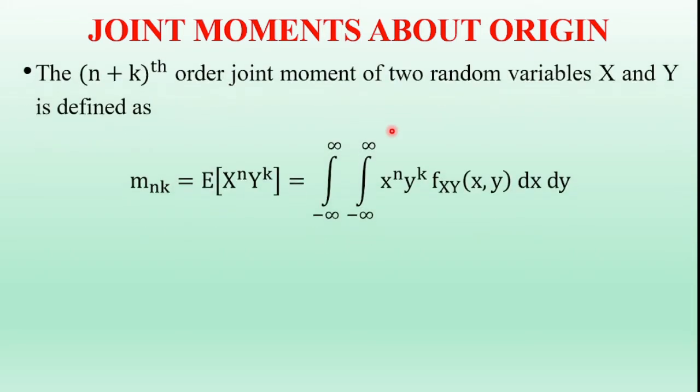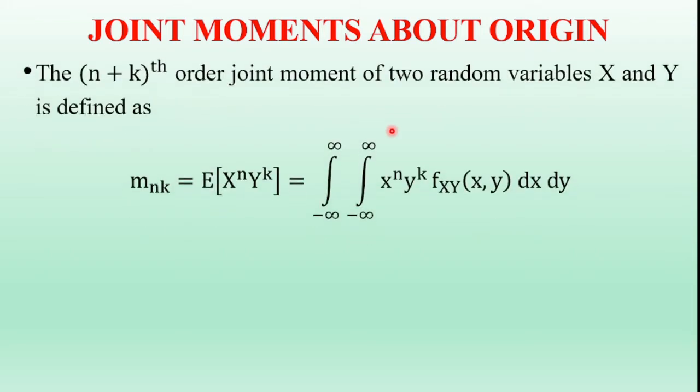In the previous chapter, the moment about origin for single random variables was already discussed. So now here we are going to discuss joint moments about origin for multiple random variables, that is, two random variables.